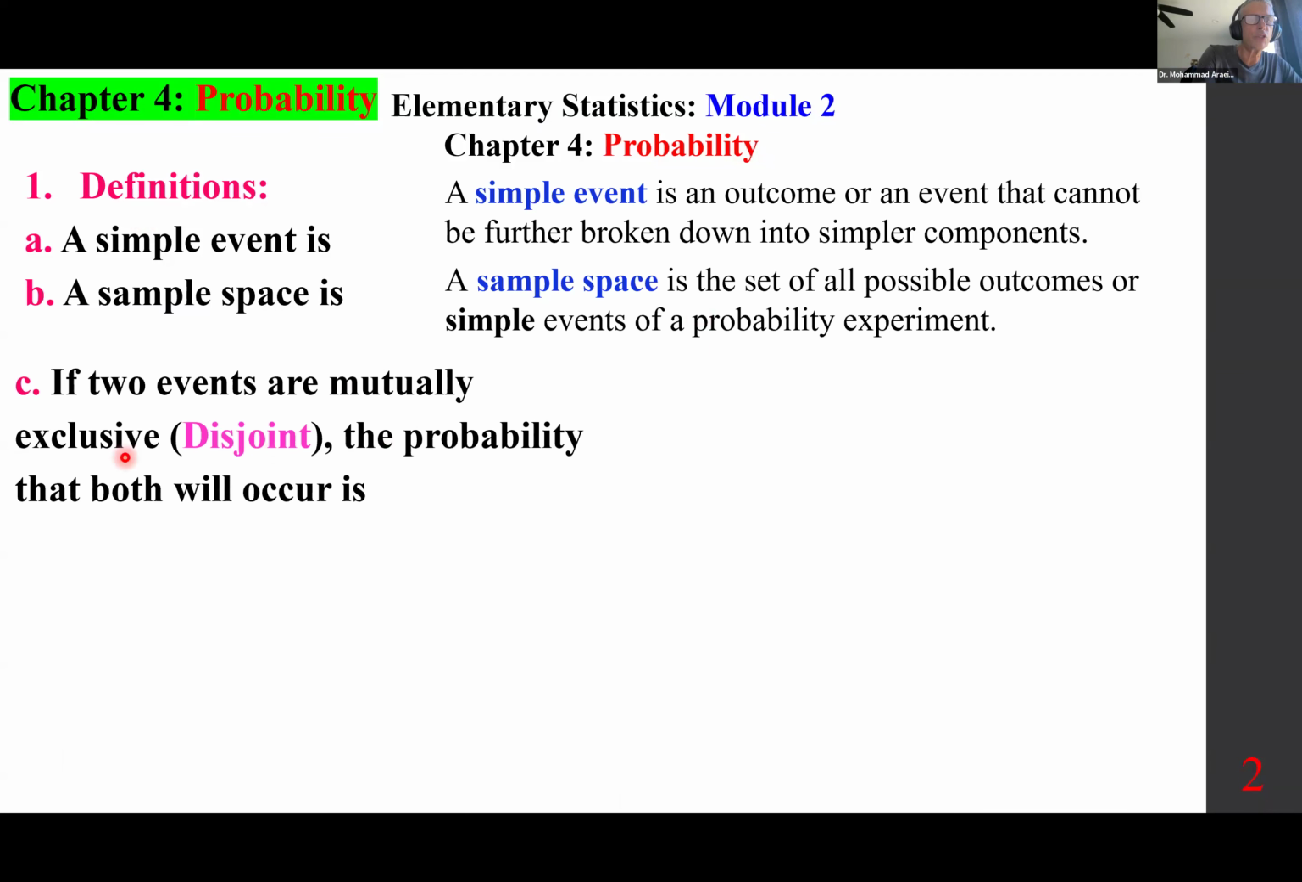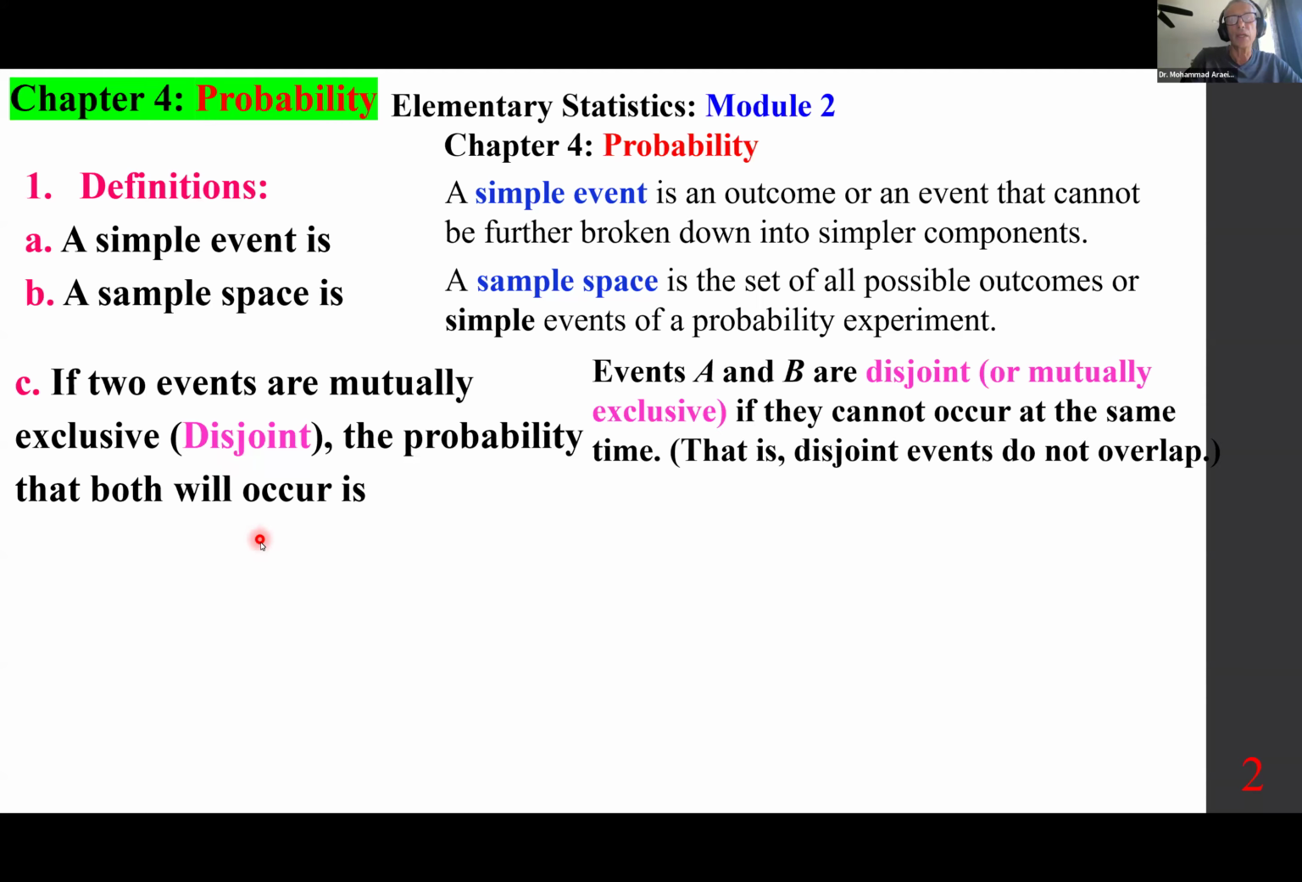If two events are mutually exclusive, also known as disjoint, the probability that both will occur is 0. Events A and B are disjoint or mutually exclusive if they cannot occur at the same time. That is, disjoint events do not overlap. Probability of A and B, this is one way to write it. Probability of A and B, or probability of A intersection B, all mean the same thing, intersection of events. And A intersection B is the intersection of events, and the probability is 0.